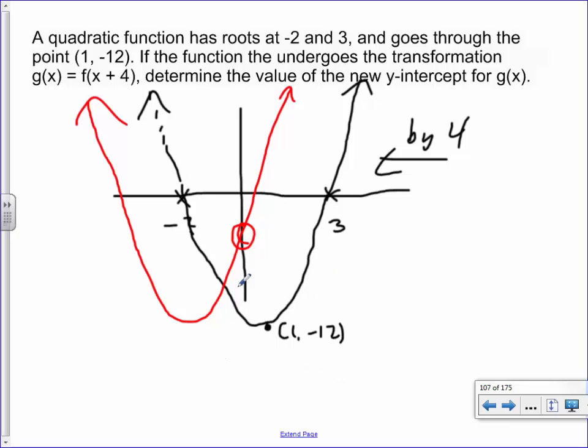We can write an equation for the black one, though. Okay, we've done this before. You could say y equals, we don't know the a value, but I do know the x-intercepts were at -2, so I'm going +2. And they were at +3, so I'm going -3. Does that make sense? How do I find that a value, though?